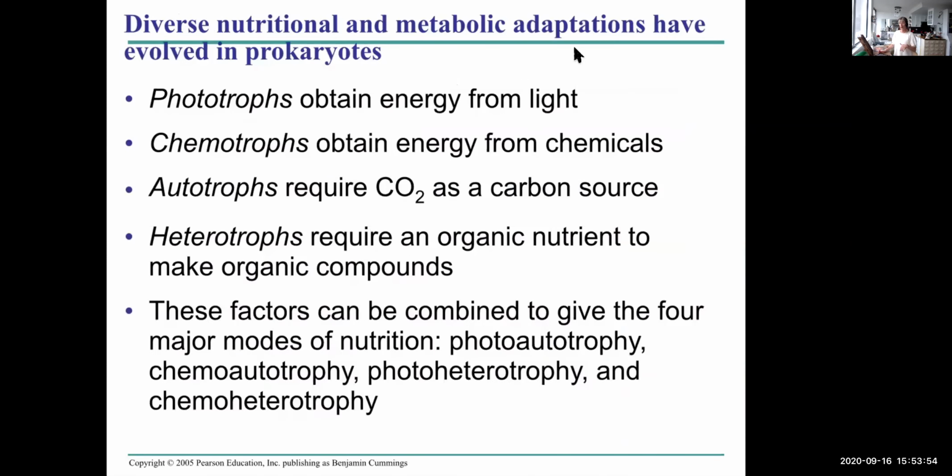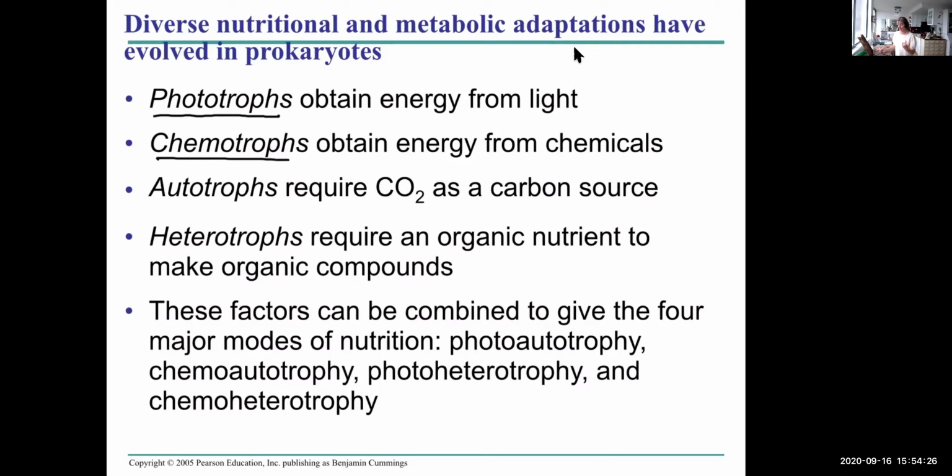And the reason why bacteria can live in so many different environments is because they have different ways of collecting energy and food. So here's some terminology. Phototrophs, like plants, obtain energy from light. So a plant obtains its energy from sunlight, which starts photosynthesis happening.